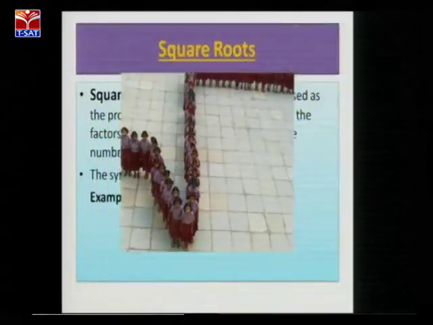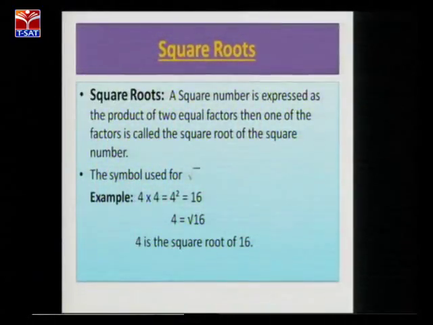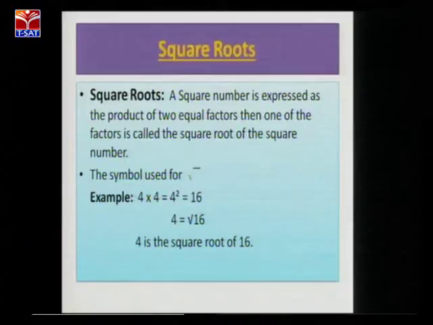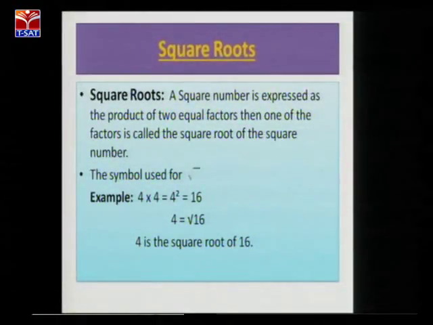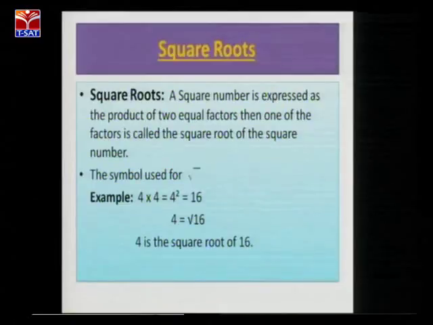Observe on the slide, friends. Square roots. A square number is expressed as the product of two equal factors. Then one of the factors is called the square root of the number. Friends, for example, I take 4. 4 into 4 is 4 square, that is equal to 16. So, the square root of 16 is equal to one of the factors, that is 4. So the square root of 16 is equal to 4.